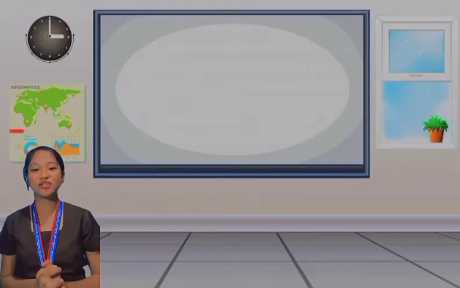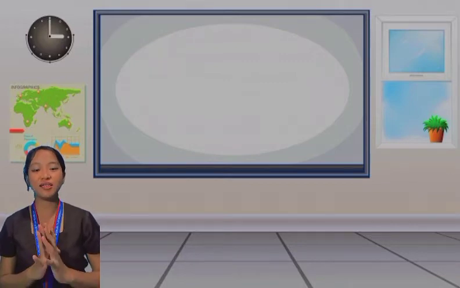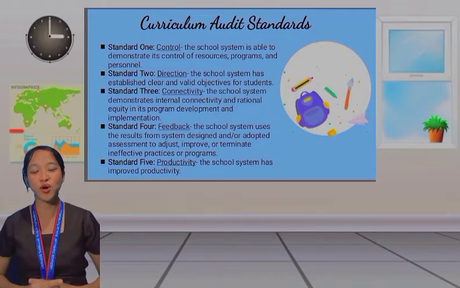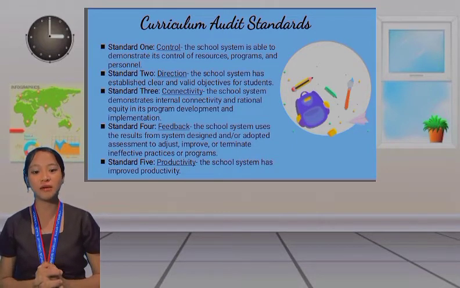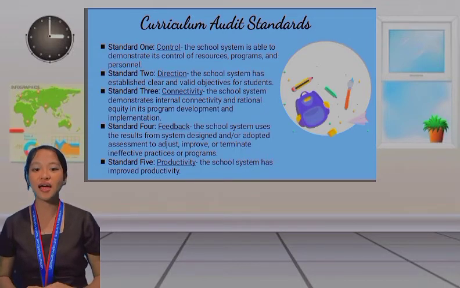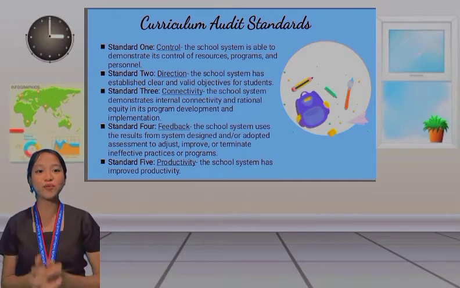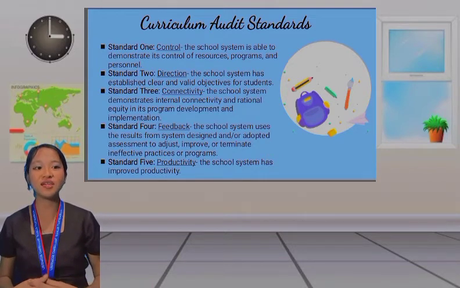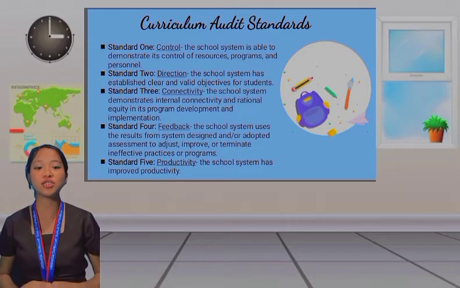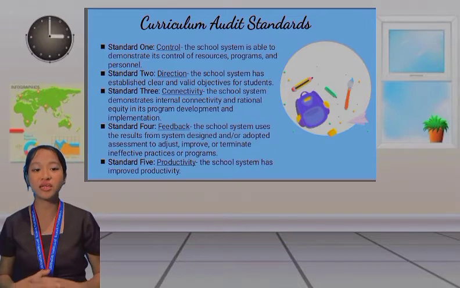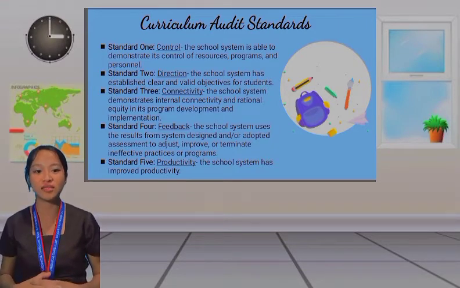So to have a better understanding of curriculum audit standards, we are going to identify the five standards. Standard 1 is control. Standard 2 is direction. Standard 3, connectivity. Standard 4, feedback. Standard 5, productivity. So we have here the five standards. First is the control, in which the school district is able to demonstrate control of resources, programs, and personnel. Next is the direction, in which the school district has established clear and valid objectives for students.